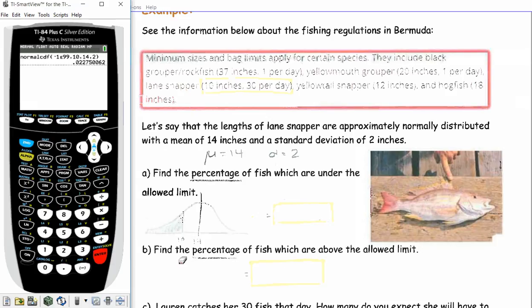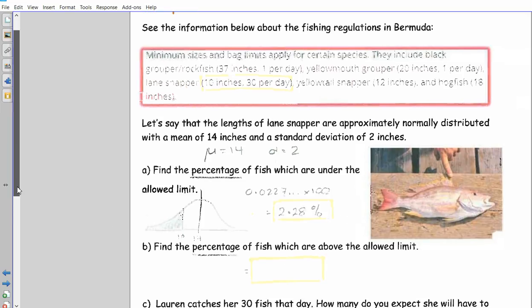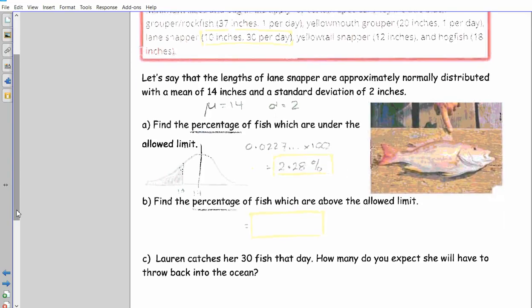So this little area here is 0.2275 and so on. But don't forget, they want it as a percentage. So to turn a decimal into a percentage, you just times by 100. Times that by 100, you get 2.28%. So that was the percentage of fish which are under the allowed limit.